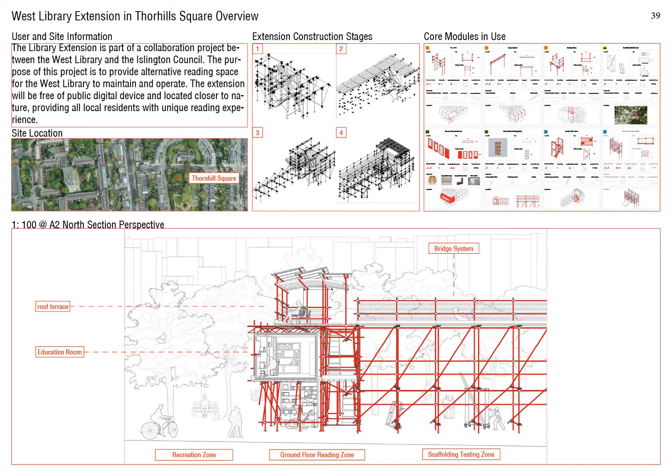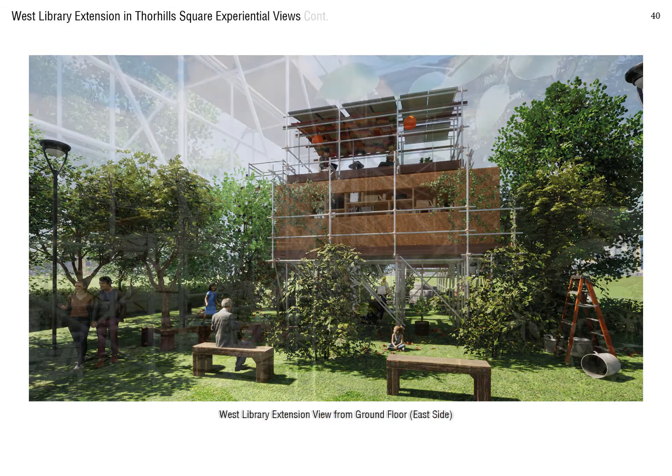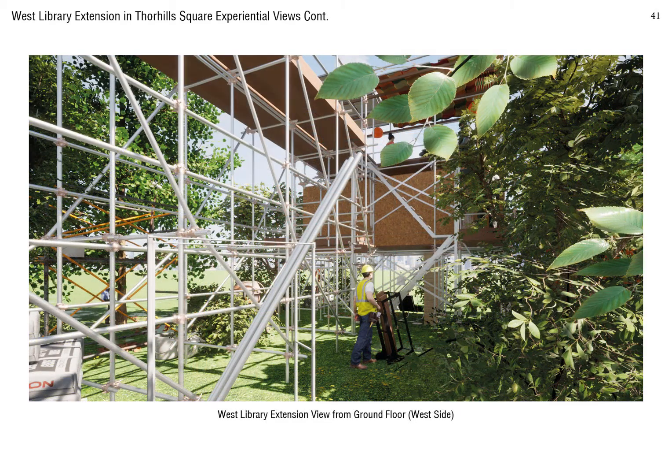The library extension is part of a collaboration project between the West Library and the Islington Council. The purpose of this project is to provide alternative reading spaces for the West Library to maintain and operate. The extension will be free of public digital device and located closer to nature, providing all local residents with a unique reading experience. And finally, here are some experiential views of the West Library Extension in Thornhill Square.